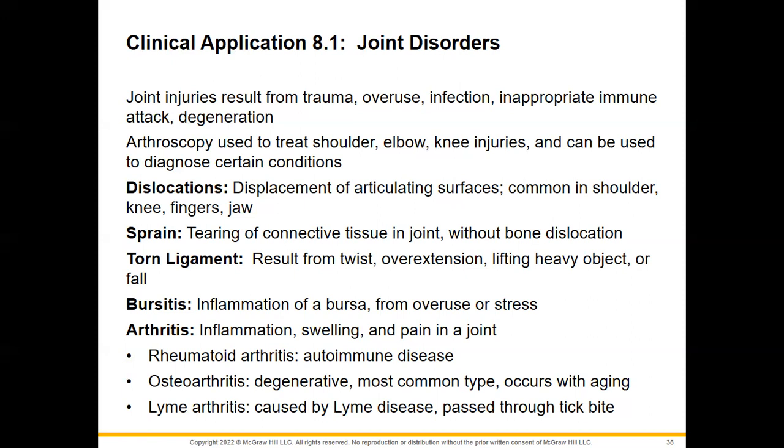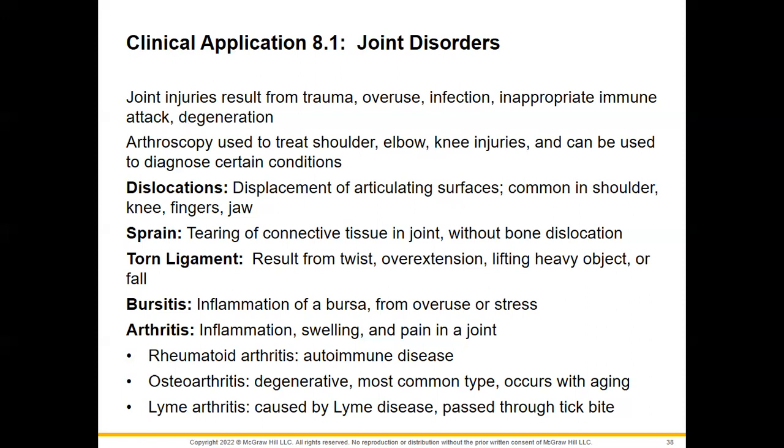Bursitis is when you have inflammation of the bursa. So remember, the bursa is that fluid-filled sac that sits around a joint that adds another level of protection for a joint. This inflammation can occur from overuse or from some other types of stress. And then you have arthritis that I'd mentioned before, that is inflammation of the joint itself. Rheumatoid arthritis is an example of an autoimmune disease where your immune system is attacking your joints and causing inflammation.